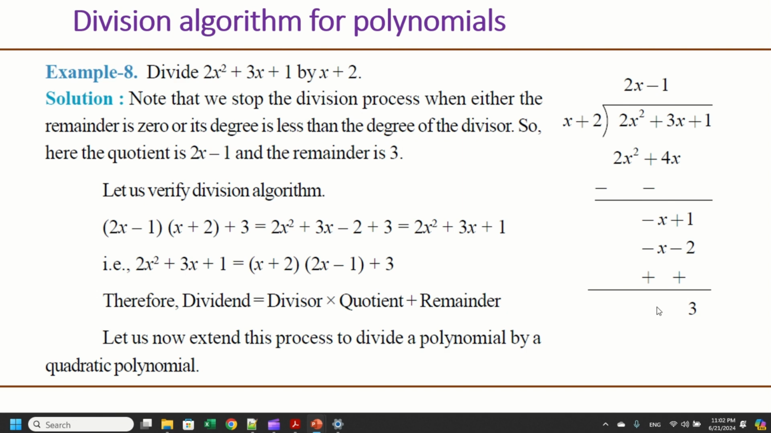Now we have to stop because there is no other term we will get from here which will give you 3. Okay. So in this case, if you see clearly, 2x square plus 3x plus 1 is dividend, correct? Equal to divisor, that is x plus 2 into quotient, okay, that is 2x minus 1 plus remainder. This is just like any number theory, right? Division of the long division of the number theory. Same way you can write it. Okay.